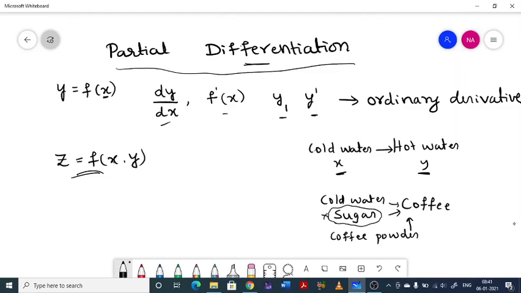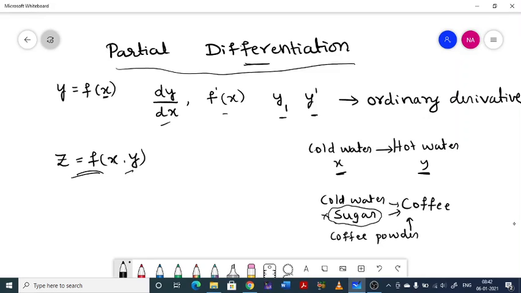Now, how to find the change in the quantity with respect to one ingredient? What I have to do to find the change in coffee with respect to cold water? I have to add same quantity of sugar and coffee powder. Then I have to change only this, only the water quantity. So when you change only the cold water quantity, keeping sugar and coffee powder quantity same, you get to know how the quantity of output is going to vary with respect to the input. That's what we are going to do here.